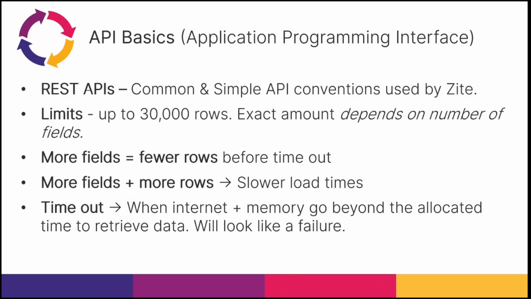So the exact amount depends on the number of fields, with more fields meaning fewer rows before you reach what we call a timeout, which is where it fails to load and gives up. More fields, more rows also means slower load time, right? So even if it's able to load, if you have weaker internet or a slower PC, those two things together mean it might be a minute or more before it actually loads in. If you're loading short reports like we just did, you'll notice they generate quickly from Zeit. They're also pulled through the internet faster and easier.